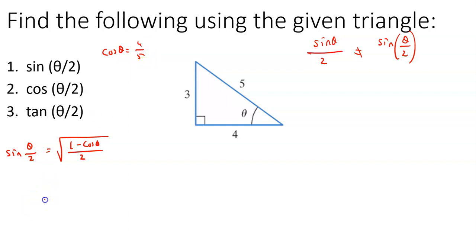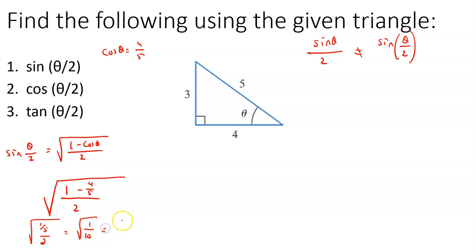So the cosine of theta is 4/5. So it says I should take the square root of 1 minus 4/5 and then divided by 2. Well, 1 minus 4/5 is 1/5, right? 5/5 minus 4/5 is 1/5. So I get the square root of 1/5 divided by 2, which is the square root of 1/10, which I can take the square root of the top, square root of the bottom, and I get 1 over the square root of 10. If I rationalize my denominator, square root of 10 over 10.